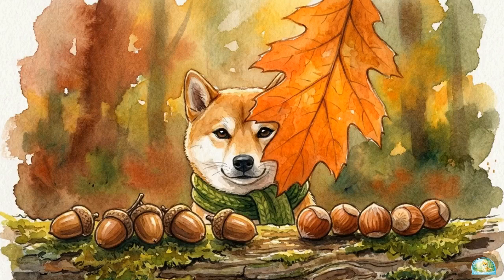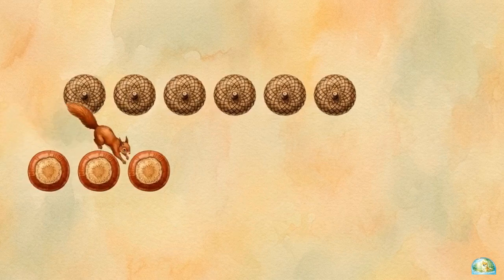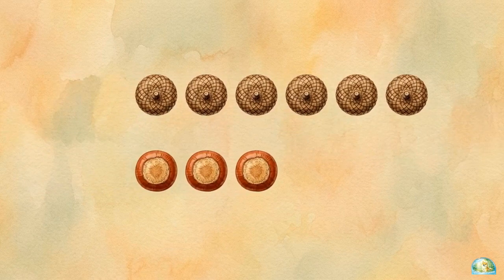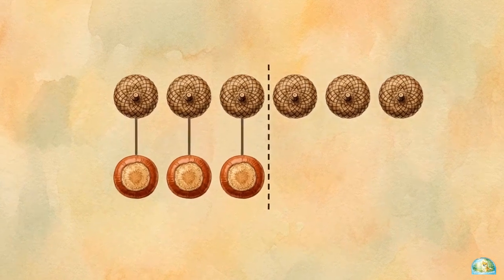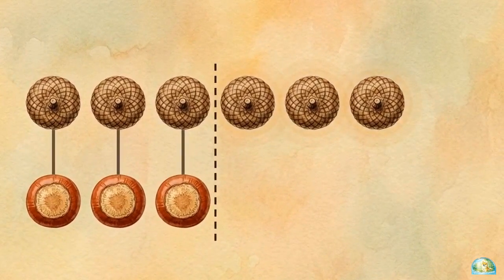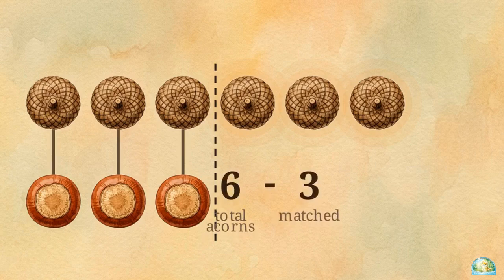Next, we can compare 2 rows against each other. For example, how many more acorns does Hazel have than hazelnuts? To find out, we take the acorn row and the hazelnut row and line them up edge to edge. This matches the first 3 nuts in both sets. Now look at the space where the shorter row ends. The acorns that stick out past the hazelnuts show us the exact difference. We started with 6 acorns and matched 3 of them to the hazelnuts. 6 take away 3 leaves 3 extra acorns.